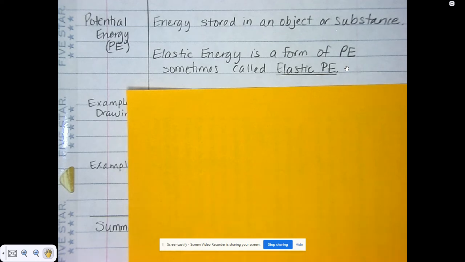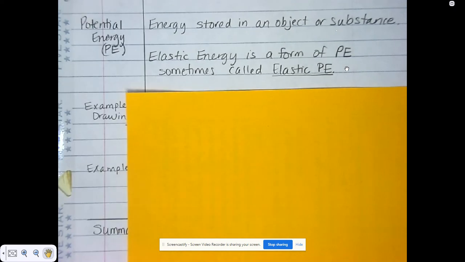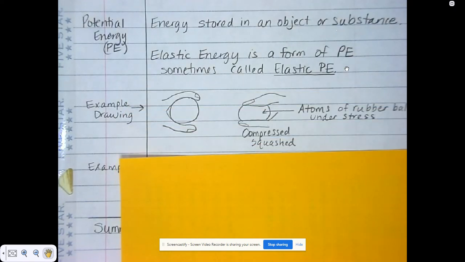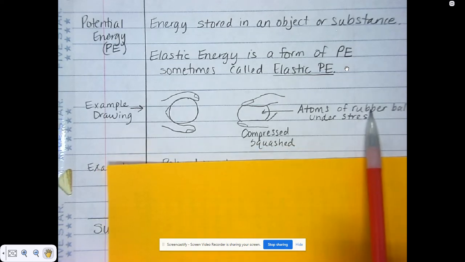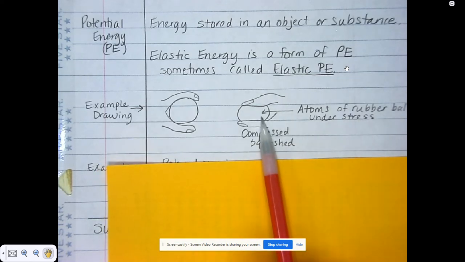And then there was that wonderful drawing of the squashed ball. So they talked about that there was a compressed, kind of squishy ball. So I tried my best with my drawing. And I have example and drawing. So here is my rubber ball under stress. And remember those atoms that they mentioned? It's compressed and it's squashed and it's changing the shape.